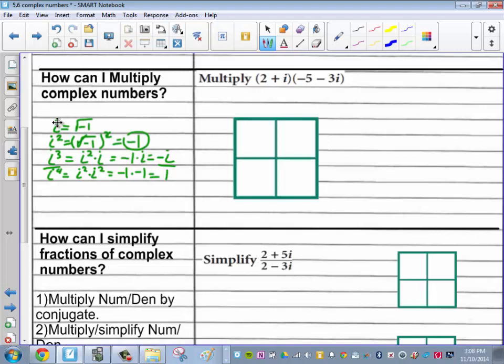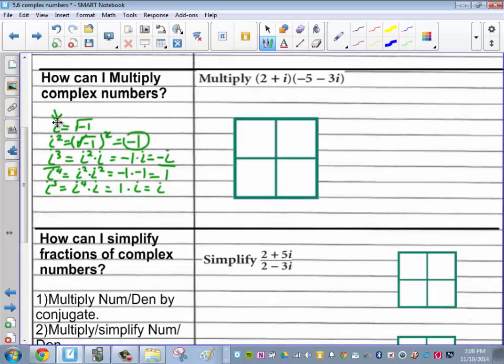Let's try one more. See where this is going. i to the fifth is equal to i to the fourth times i, right? And i to the fourth is just equal to 1. So we got 1 times i, and that's just equal to i. And we're back at the beginning again. And it just rotates through and through. We can keep on doing that.